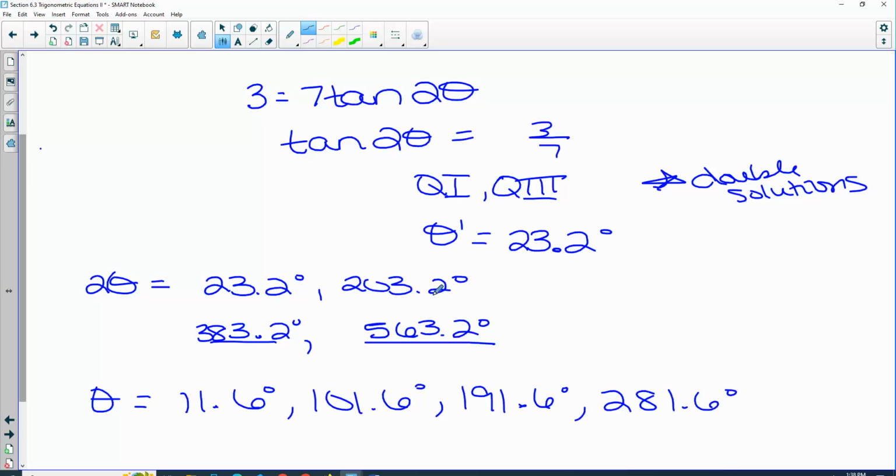The other option would have been to go ahead and just divide the original 2 and then add your period, which is 180.